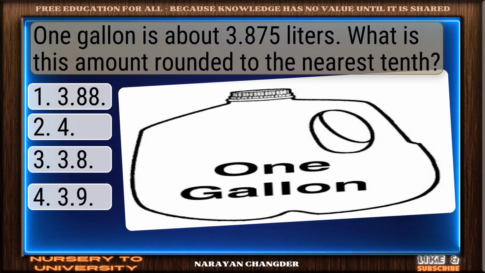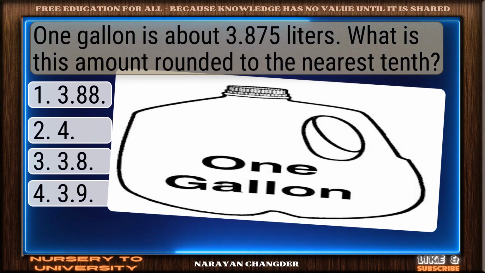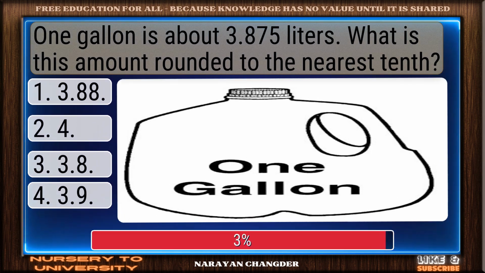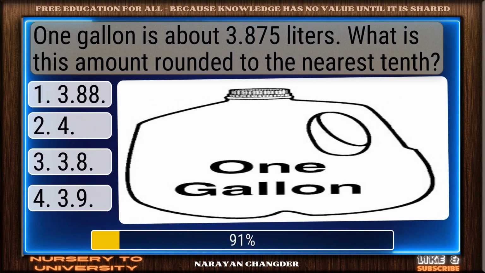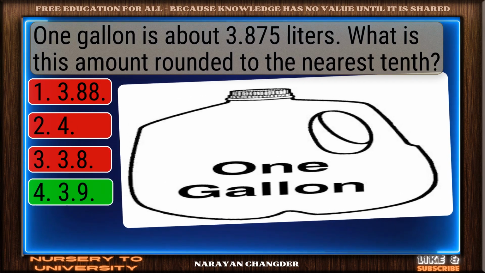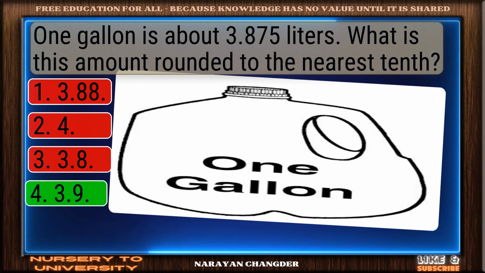1 gallon is about 3.875 liters. What is this amount rounded to the nearest tenth? Good job. Your answer 3.9 works well here.